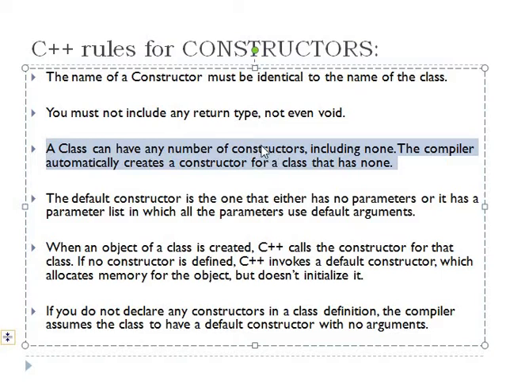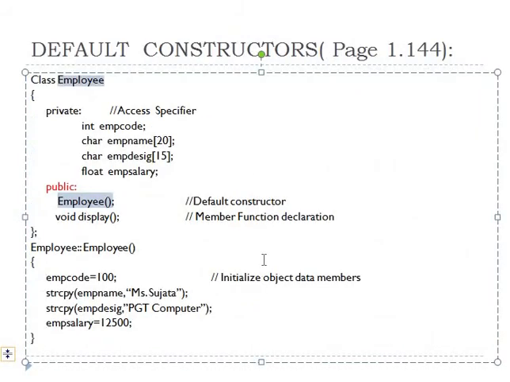But if you do not put any constructor inside a class, then the compiler will automatically create a constructor for that class. Now if you look at this sample program, we have a constructor identified by the name employee, and it has been declared under the public section. Now let's say I don't want to put any constructor for this class employee. So for that reason I am going to delete this constructor.